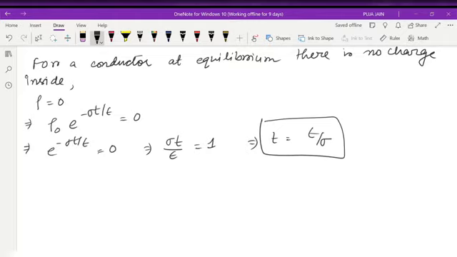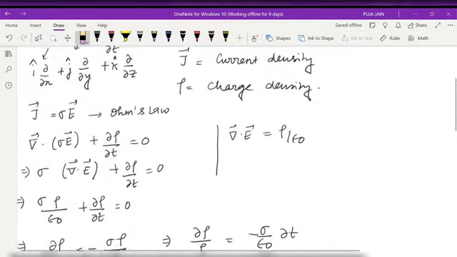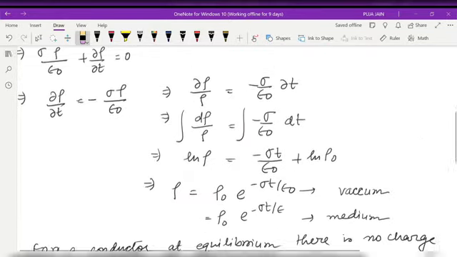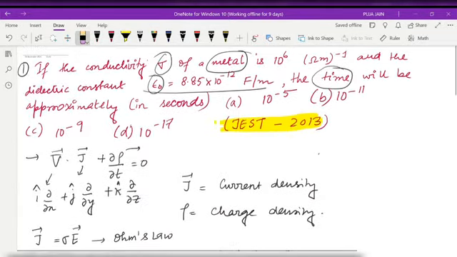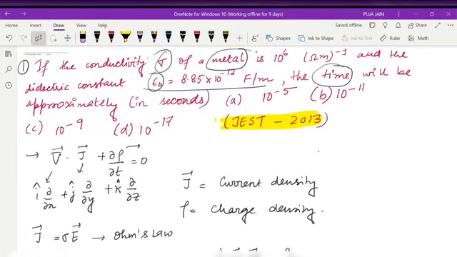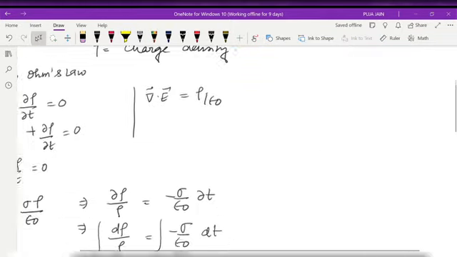Now we will substitute this value. T is equal to epsilon naught by sigma, because they are given in free space. The value is given, 8.854 into 10 to the minus 12, and the sigma value, that is the conductivity value, is given as 10 to the 6. So this is 8.854 into 10 to the power minus 12. This 6 will come in the numerator and we will get minus 6. Okay, let's see the options now. They have only given the options in the order of 10 to the power.